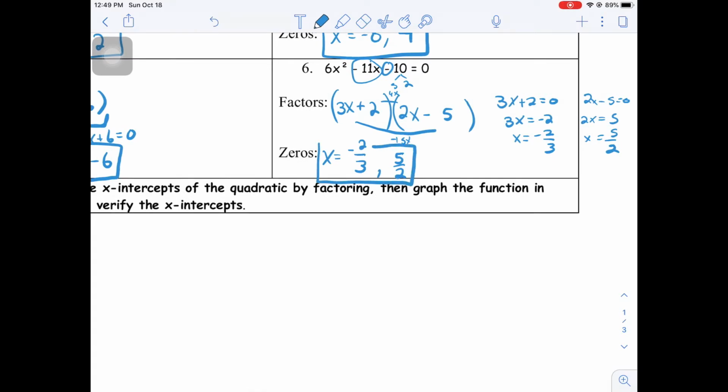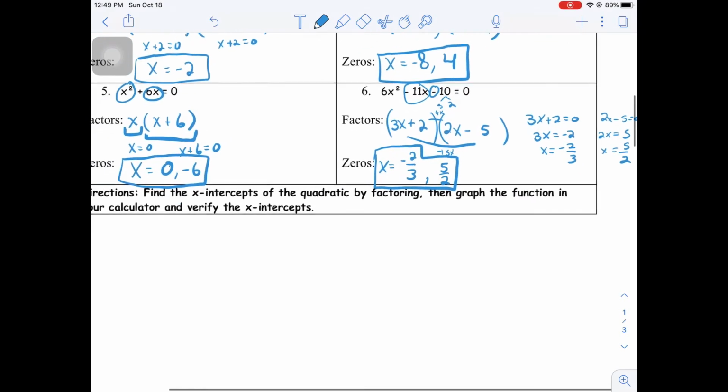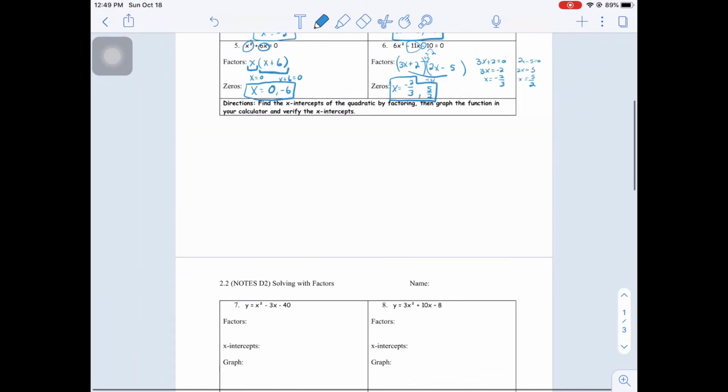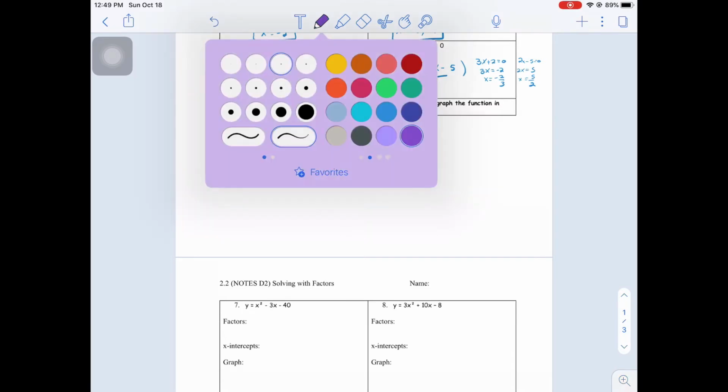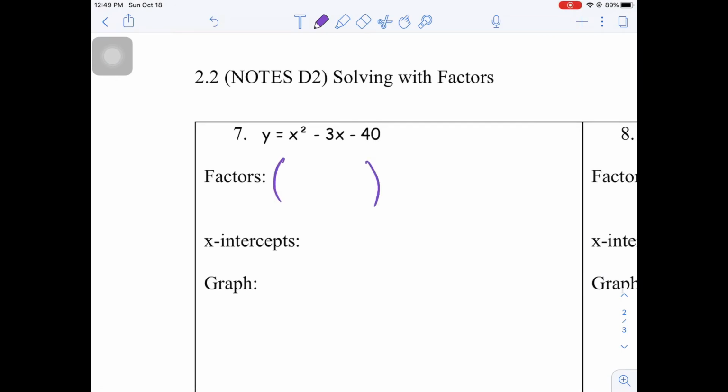Okay? And so those would be our two answers. Again, the factoring when a is not 1 definitely can be trickier. So I understand that. For this next section, it says, find the x-intercepts of the quadratic by factoring, then graph the function in your calculator and verify the x-intercepts. Okay, so let's take a look at this next one.